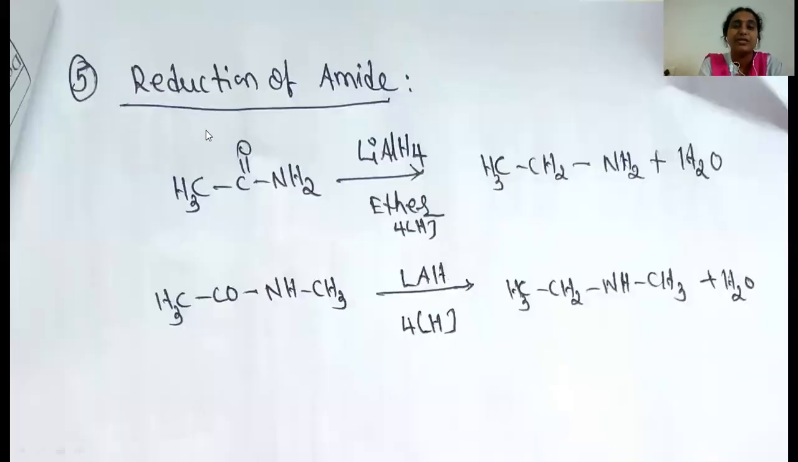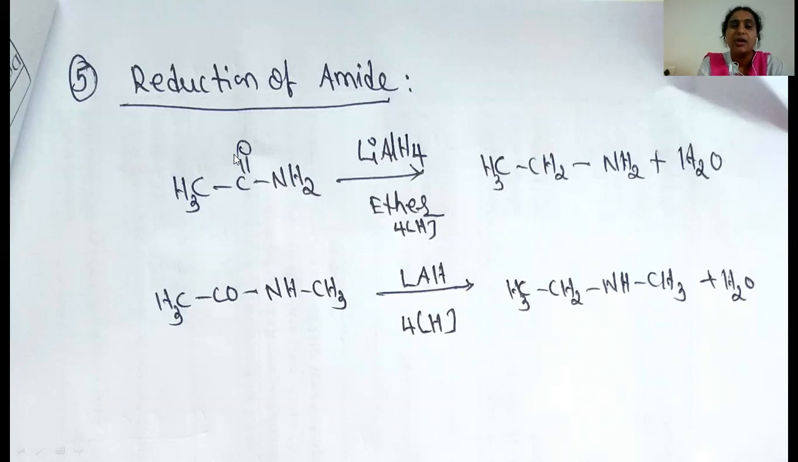And the last preparation of amines is reduction of amide. Here, this is the CH3, C double bond O, NH2. C double bond O, NH2 is called an amide, when it is reduced in the presence of the reducing agent lithium aluminum hydride. This is the strong reducing agent. In the presence of this reducing agent, what will happen here?